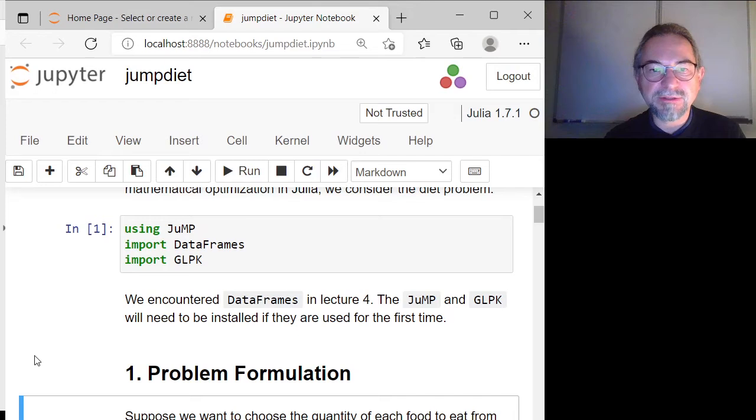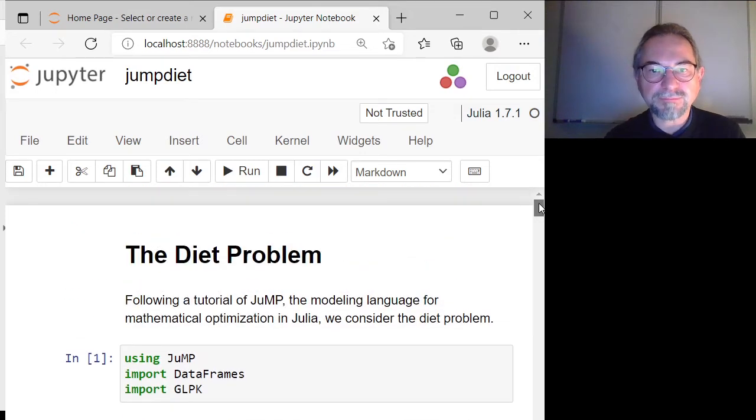So here is how we start. We have our diet problem. If this is the first time that you have to do this, then you have to press yes after the question, using JuMP. We encountered data frames already in one of the lectures in the second week of classes. I think it was lecture 4, if I'm not mistaken, or lecture 5, one of these two.